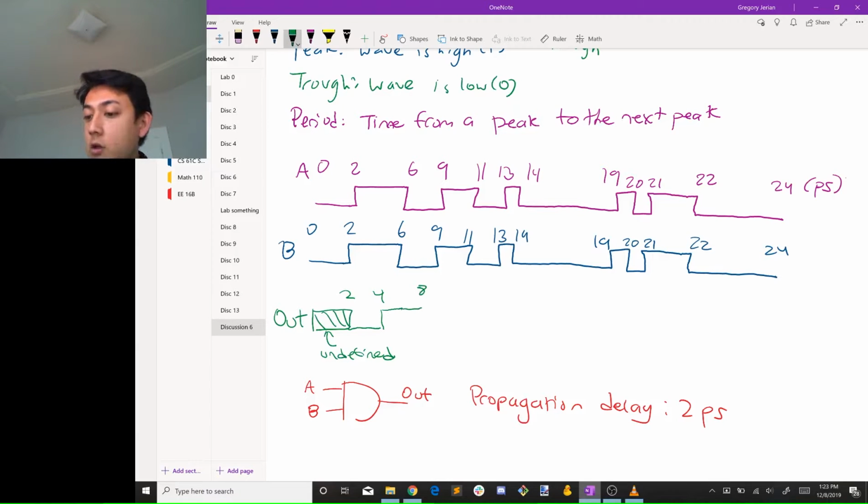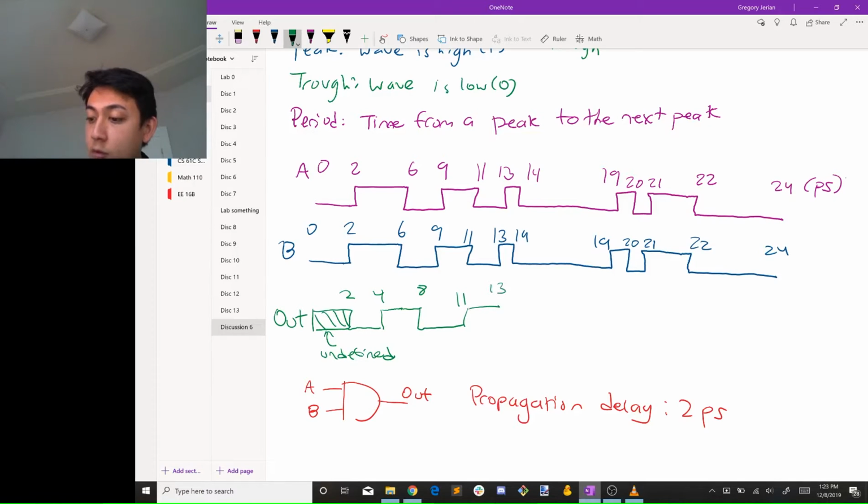So now it's 8. Now A and B are both low. That means that at 6 plus 2, because of our 2 picosecond delay, which is 8, we will go back down to low for another 3 picoseconds until 11. The reason it's 3 is because we're low for 3 picoseconds in both A and B, between 6 and 9. Now at 11, we can go back up to high, because A and B went up to high at 9. Then we're high for 2 picoseconds.